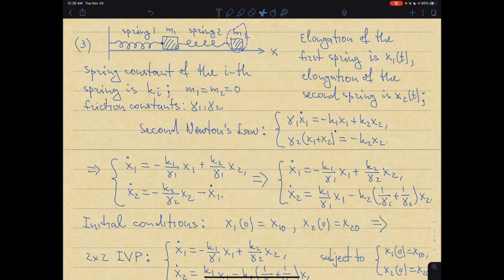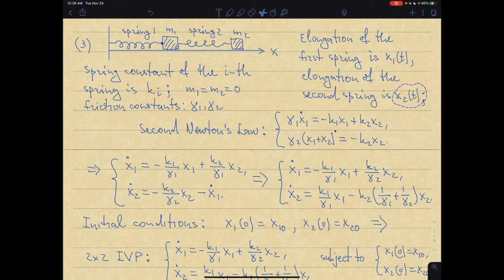If that is the case, and if I denote the displacement of the first mass or elongation of the first spring by x1 of t, and elongation of the second spring by x2 of t, then I can try to write down the second Newton's law for both masses. And let's see what we're going to get. So this is a second Newton's law in which I assume that both masses are tiny. So m x double dot, mass times acceleration term, is just equal to 0.